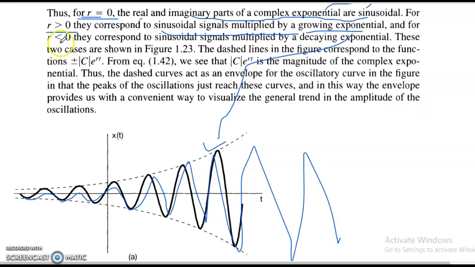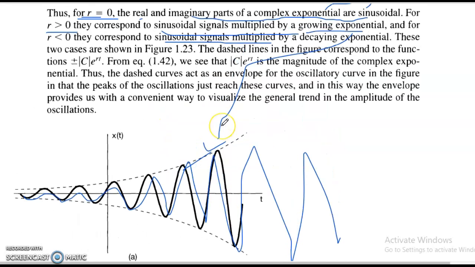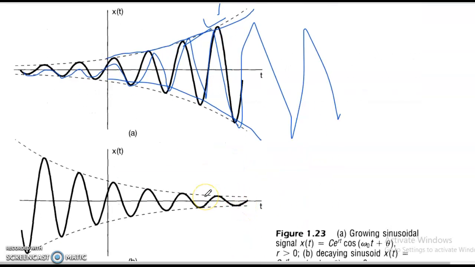And for r less than 0, they correspond to sinusoidal signals multiplied by decaying exponentials. Here is the growing case, multiplied with growing exponentials.